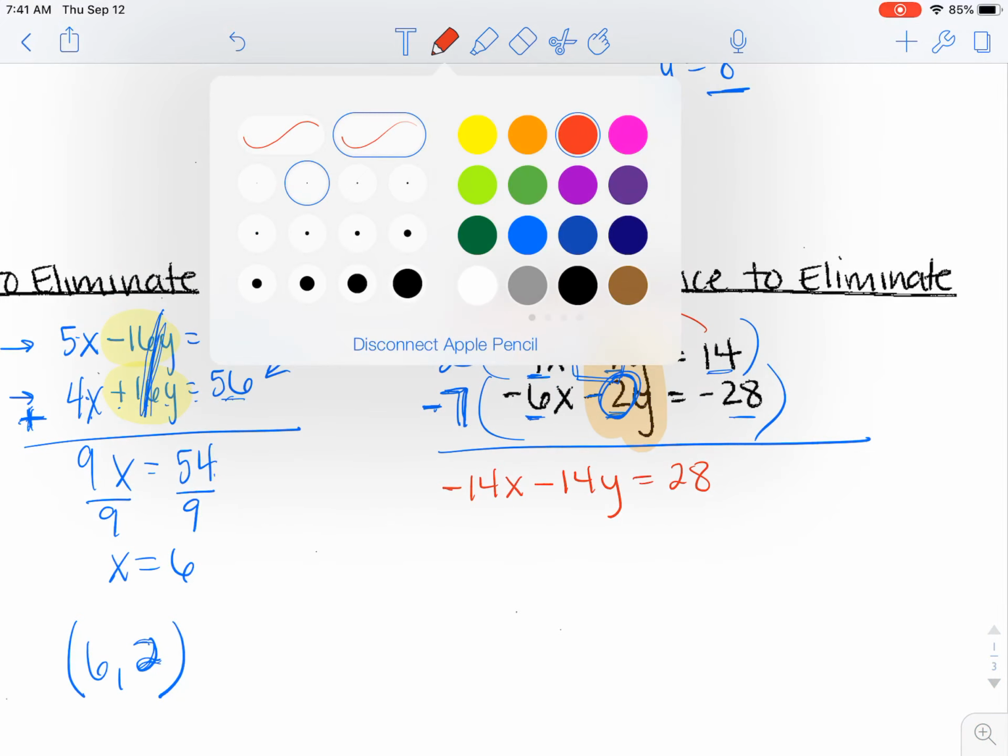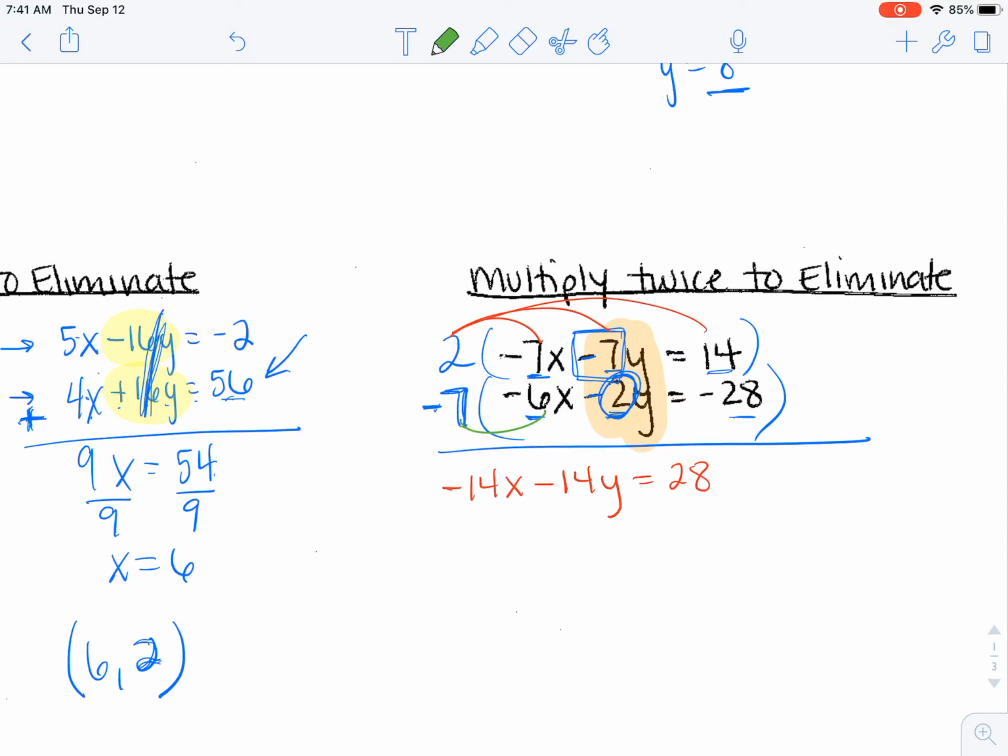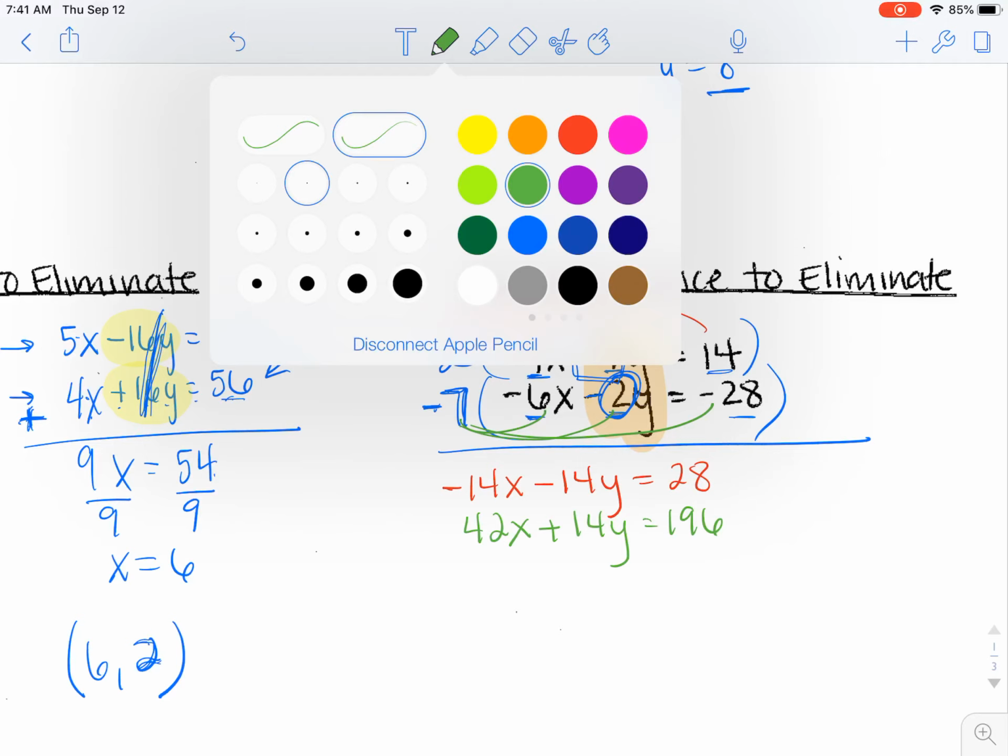Then I'm going to do the second one. I'm going to multiply everything by negative 7. So negative 7 times negative 6 is a positive 42x. Negative 7 times negative 2 is a positive 14y. And negative 7 times negative 28 is a positive 196. Again, all I did was multiply.